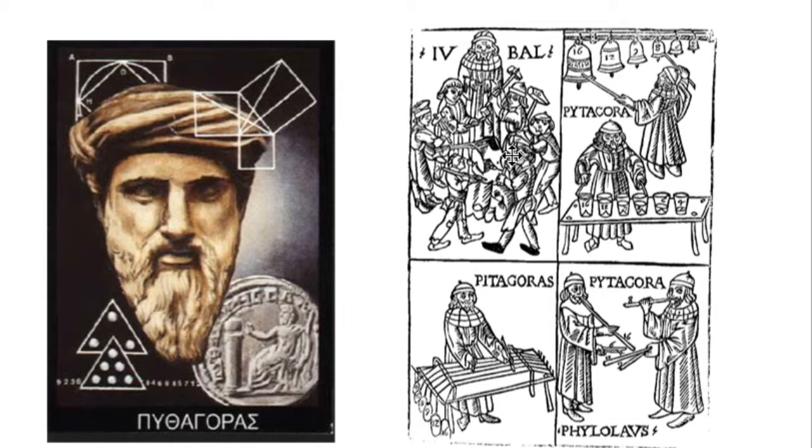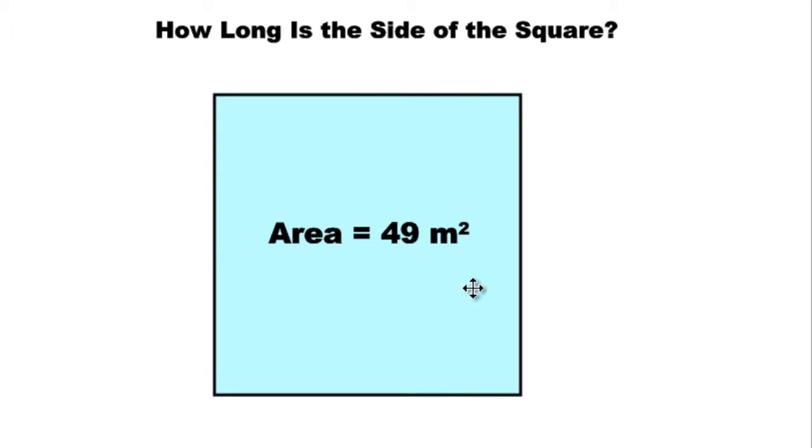But that's not what we're learning today. We're not going to be looking at his musical impact. We're going to be looking at what he did with squares and triangles. And before we do that, it's important to refresh our memory with the last lesson.